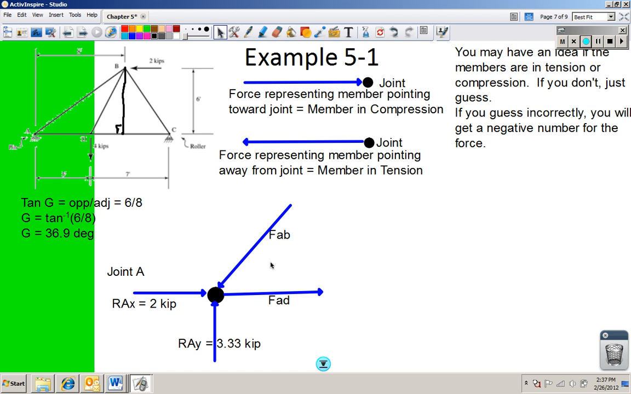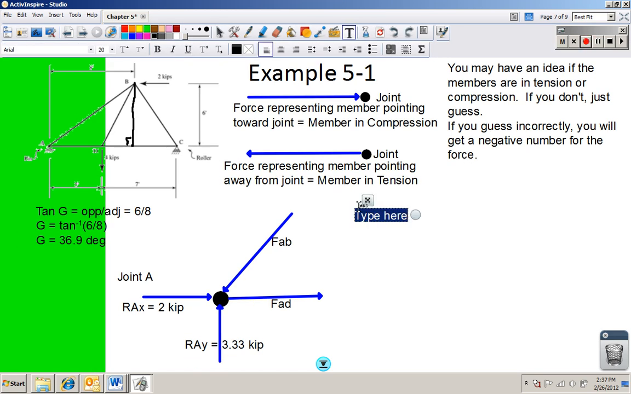Alright, so let's go ahead and write our equations. Okay, we're dealing with a point here, so we can only use sum of forces x and sum of forces y. We can't use moments at a point because all the perpendicular distances would be 0. That's equal to 0. Okay, so let's start with sum of forces y, and here's why. In sum of forces x, I have 2 unknowns. Okay, I can't solve it directly. But if I do sum of forces y, I only have 1 unknown, and I can solve it immediately.